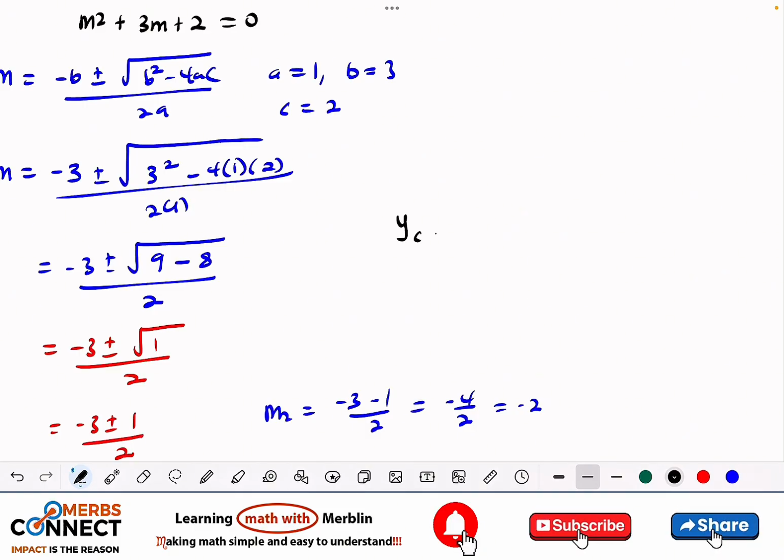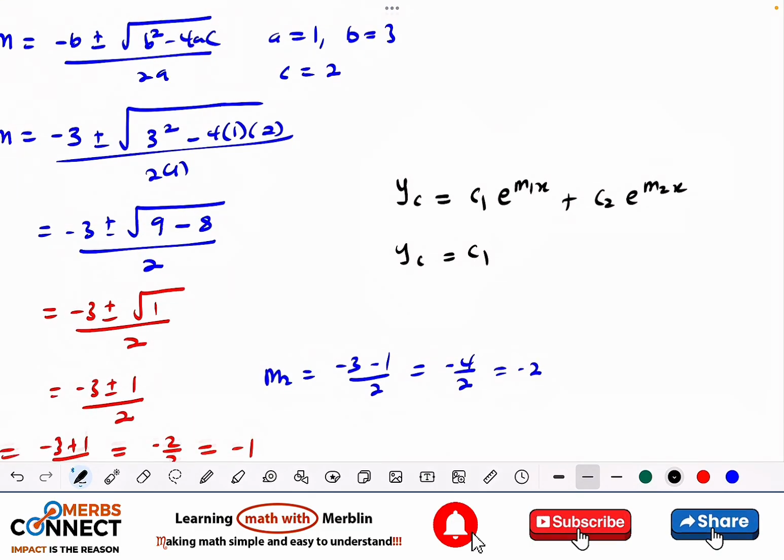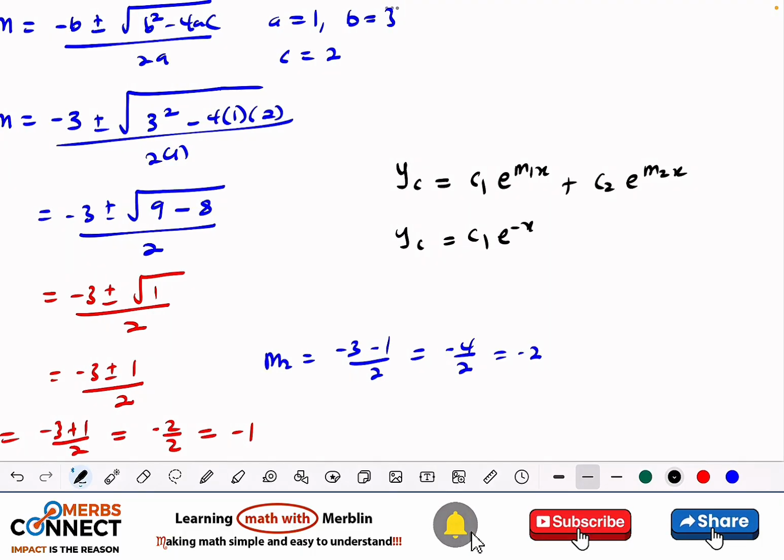So the complementary solution will be equal to C1 e to the power m1x plus C2 e to the power m2x, right? So my complementary solution is going to give us C1, m1 is minus 1, so C1 e to the power minus x plus C2 e to the power minus 2x. So this is my complementary solution.